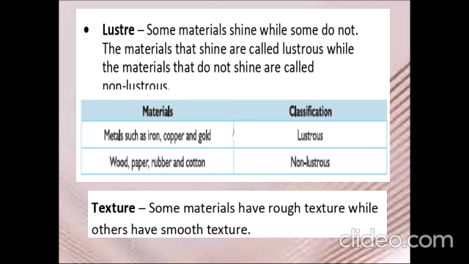Then texture. Some materials have a rough texture and some have a smooth texture. Rough texture, like the tire of a car or some other vehicle. Because of the rough texture, it can easily stop on a road. And for smooth texture, the slide in the park. The slide has a smooth texture so that the children can slide easily on that toy. Okay, so based on the texture also the objects may vary.